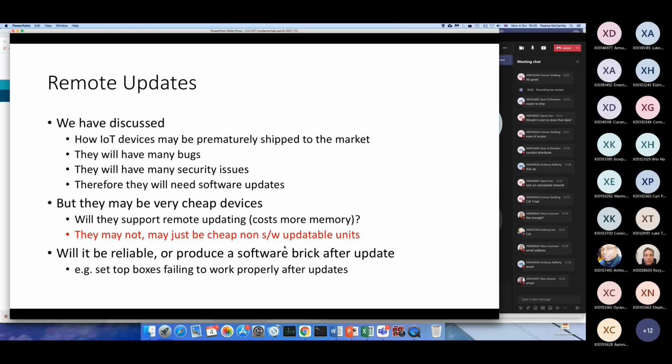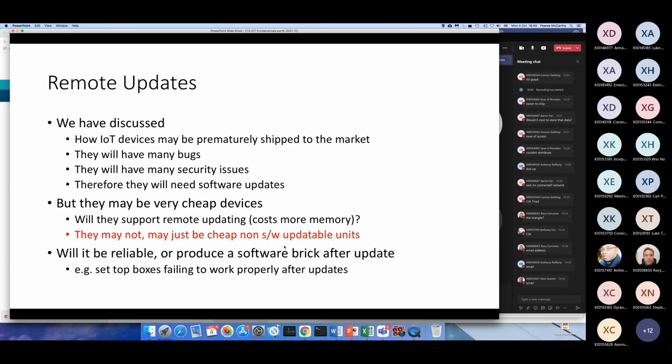So if they're not, and you have a bad bug, you could end up with a problem. You could end up with a recall. You'll end up with no one buying your products ever again. So you have to be really careful. If you have to update it, will it be reliable? Or will it produce what's called a software break after update? So in other words, if you try to update and something goes wrong, does the thing reboot? Does it start? I've seen that, right? Famous ones, set-top boxes failing to work properly after updates, all different types of stuff.